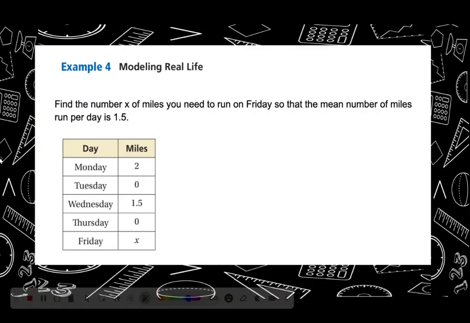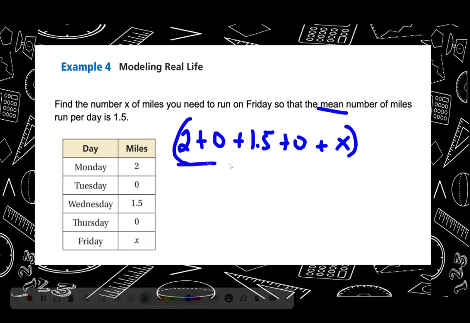Okay, let's look at the word problem. Find the number of X miles you need to run on Friday so that the mean number of miles run per day is 1.5. So I have the days of the week, Monday through Friday. So 2 plus 0 plus 1.5 plus 0 plus X. We're finding the mean, so we need to divide by how many days there are. So there are 5 days in the week. And you want to have your average be 1.5 miles per day.